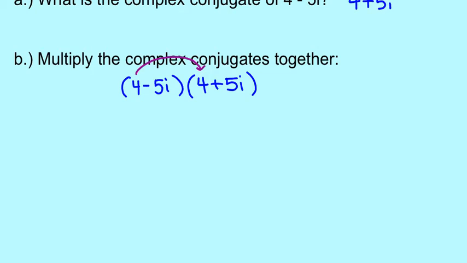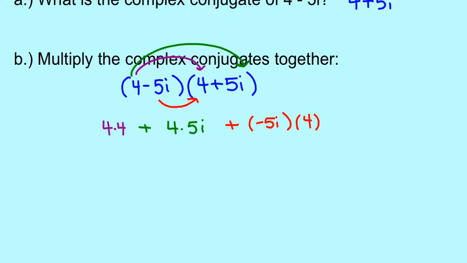So we'll start with 4 times 4. So that's your first. We'll go to the outside, plus 4 times 5i. We're going to go to the inside, negative 5i times 4, and then we go to the last, negative 5i times 5i.